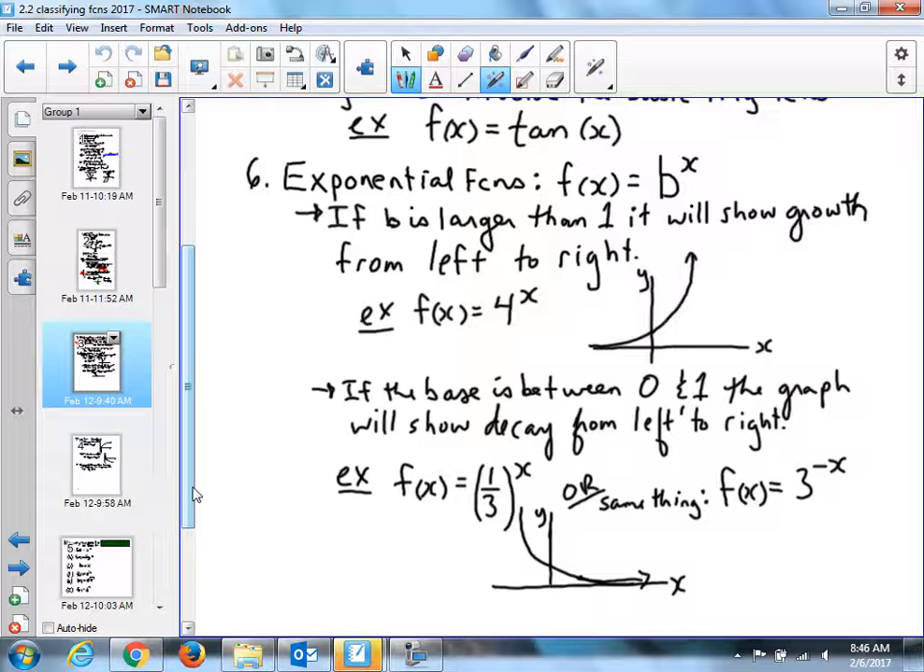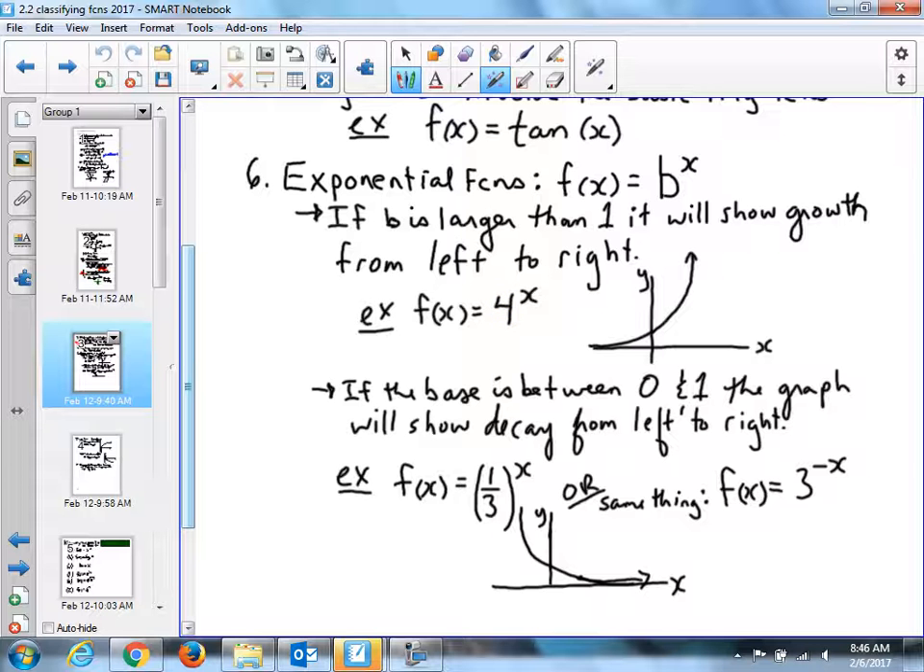Exponential functions, the x is in the exponent. So the base, b, if b is larger than 1, it'll show growth from left to right. So like 2 to the x. 4 to the x is the example here, but they would all, since I didn't plot points, anything larger than 1 to the x will look like that. Then you'd have to get specific points.